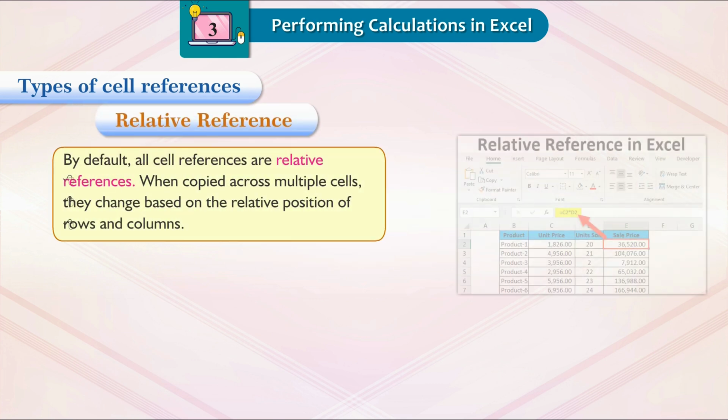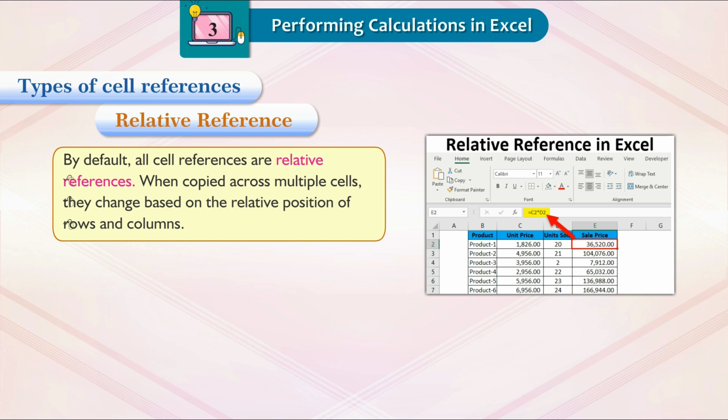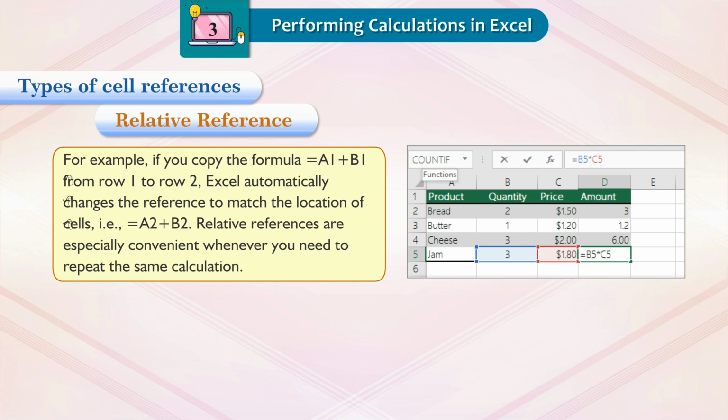Relative reference. By default, all cell references are relative references. When copied across multiple cells, they change based on the relative position of rows and columns. For example, if you copy the formula =A1+B1 from row 1 to row 2, Excel automatically changes the reference to match the location of cells, that is, =A2+B2.